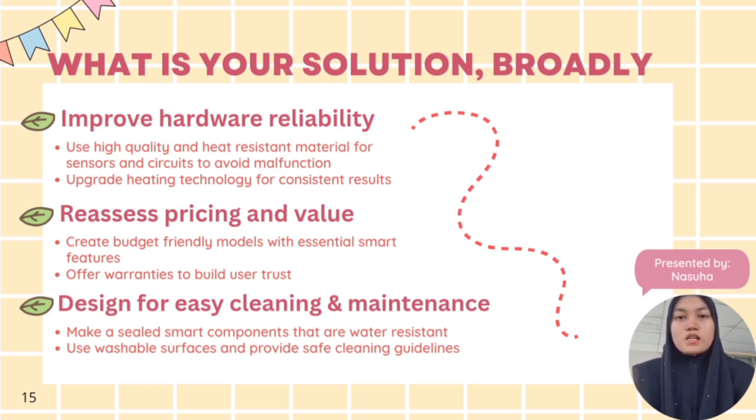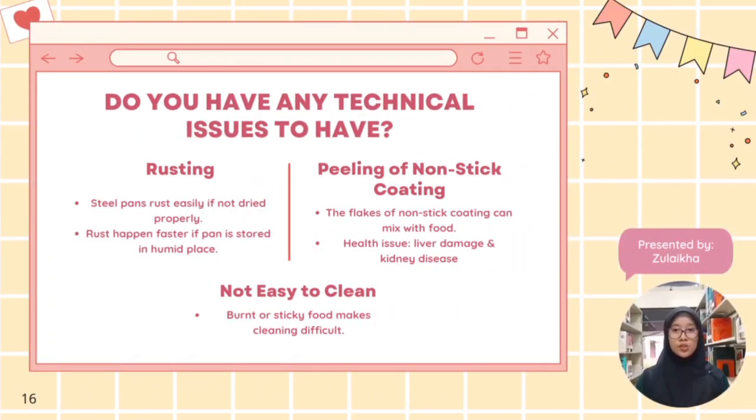Third, make cleaning easier by design. So the pen should be safer and easier to clean. Use water-resistant or sealed electronic parts to protect them. The surface should be easier to wipe and clear cleaning instructions should be included to help users avoid damaging the pen. Now I will talk about common technical issues to have.